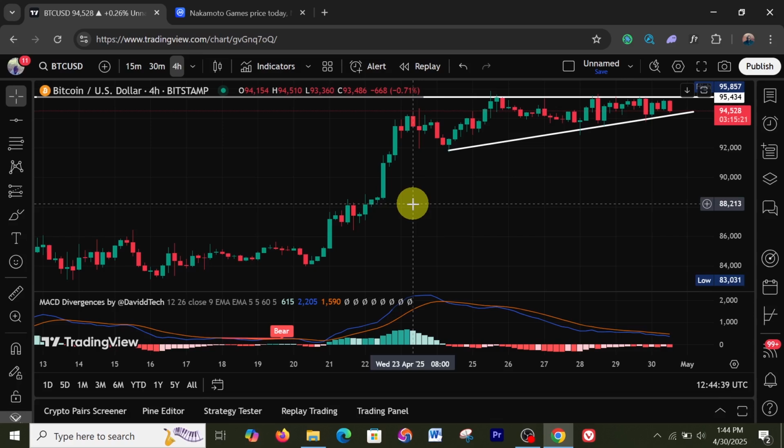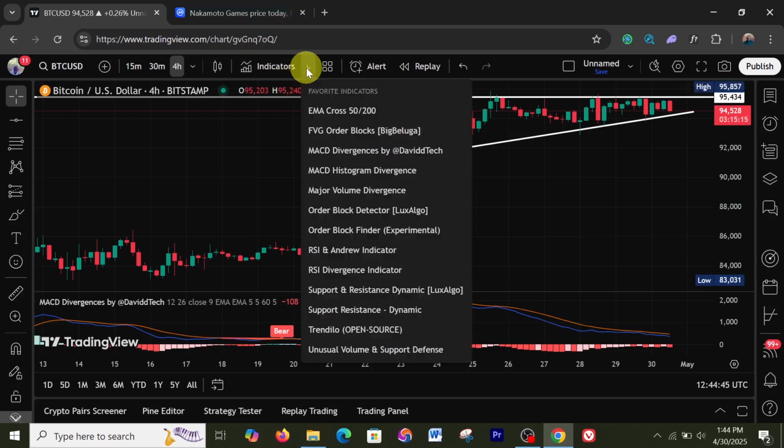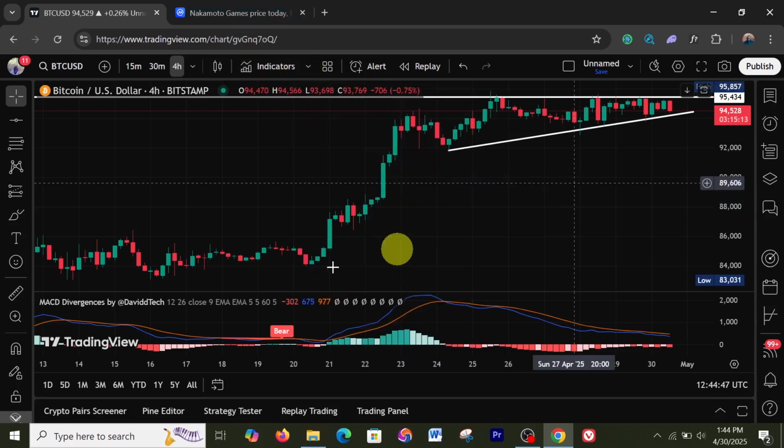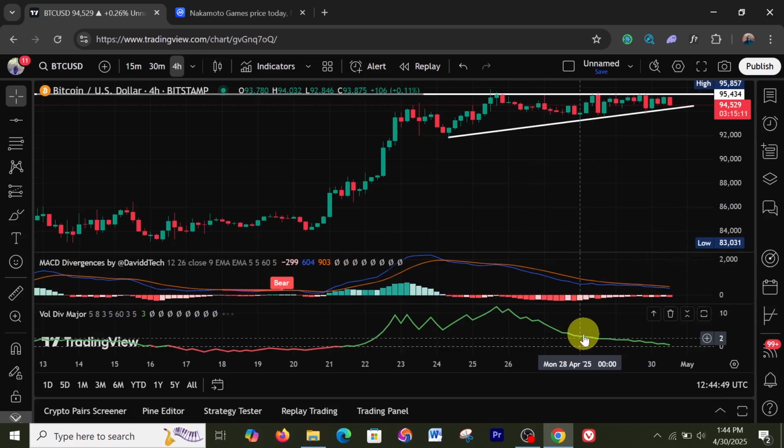The second reason is they use one indicator. You should use more than one indicator. I could also use volume to confirm this. Just add a major volume divergence. Let me see if the volume is on the bullish side.